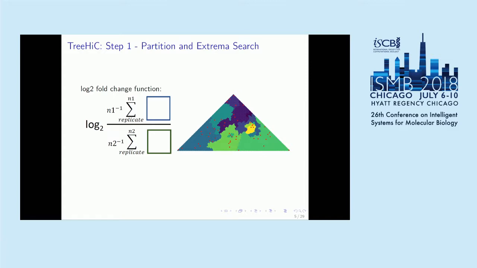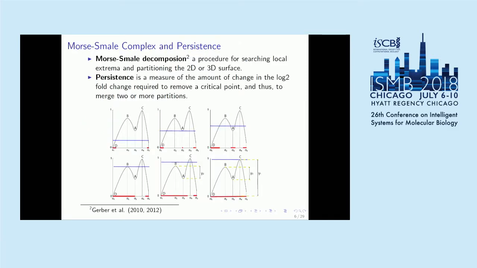And instead of testing on all the cells in the contact matrix, we will do a partition and only test the extrema, meaning the maximum and minimum within one partition. In other words, if the maximum and minimum fail to get rejected, they fail to be considered as differential interactions. There's no need to go further and test the sub-maximum and sub-minimum. So the number of hypothesis tests will be reduced significantly.